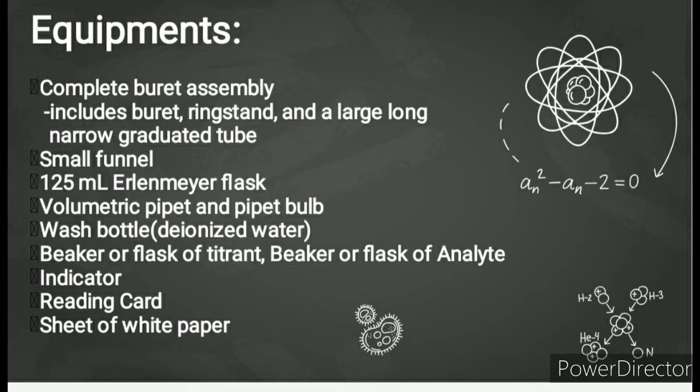Equipments needed. Complete burette assembly includes burette, ring stand, and burette clamp. A large, long, narrow, graduated tube. Small funnel, 125 milliliter Erlenmeyer flask, volumetric pipette and pipette bulb, wash bottle with deionized water, beaker or flask of titrant, beaker or flask of analyte, indicator, reading card, and lastly, a sheet of white paper.